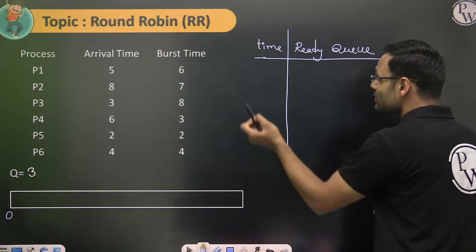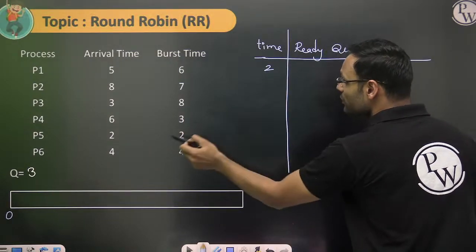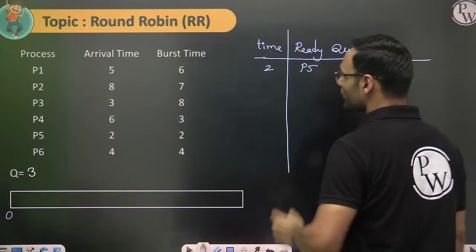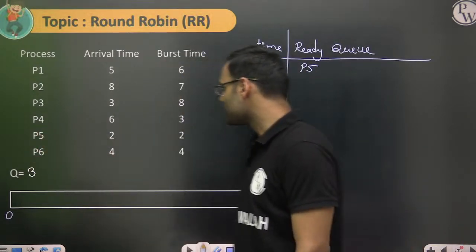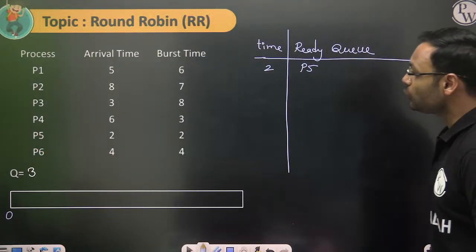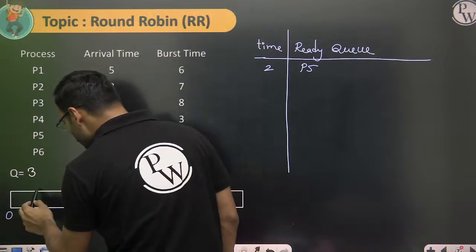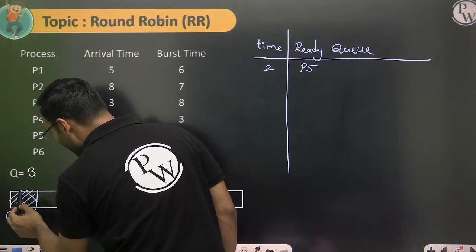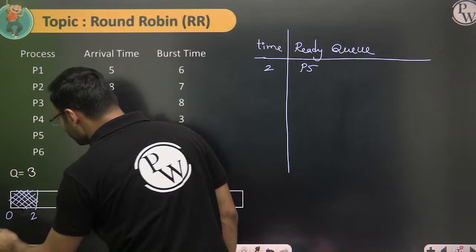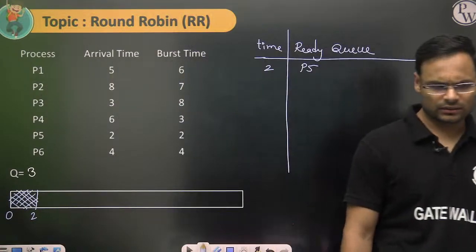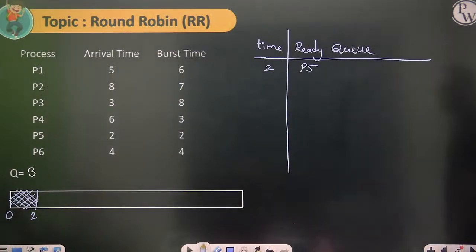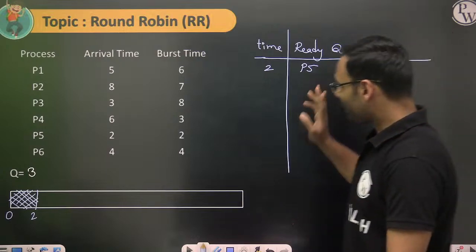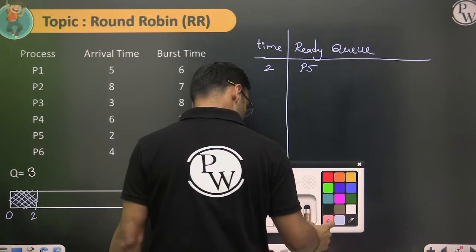At time 0, no process arrives. At time 2, very first process P5 arrives. At time 2, only P5 arrives. So at time 2, when P5 arrives, 0 to 2, what happens? The CPU will be idle. CPU will not do anything, will remain idle. Now at time 2, P5 arrives, so P5 runs.